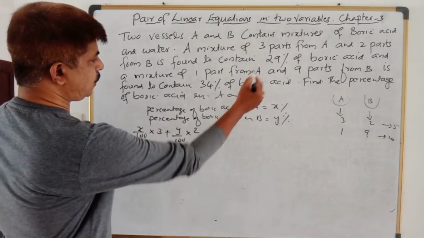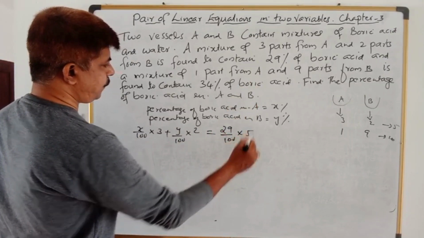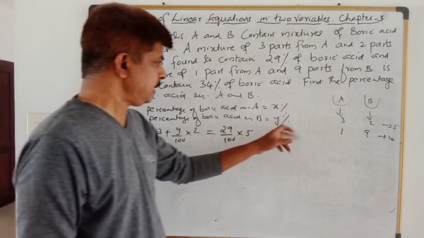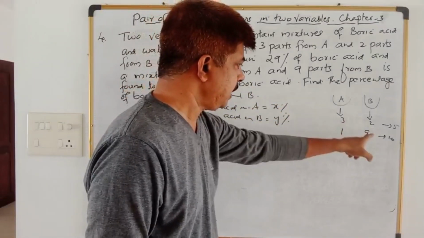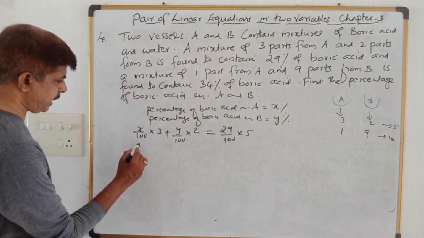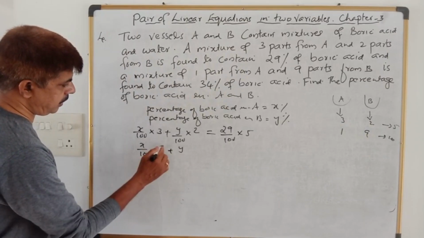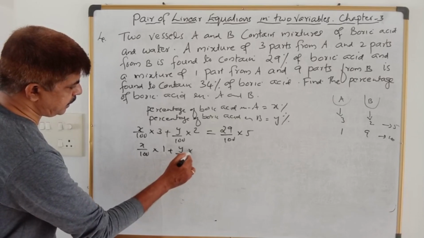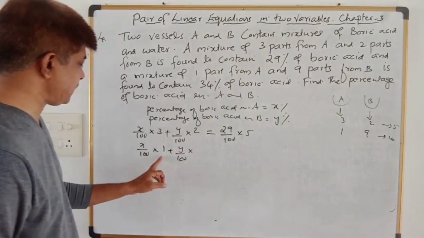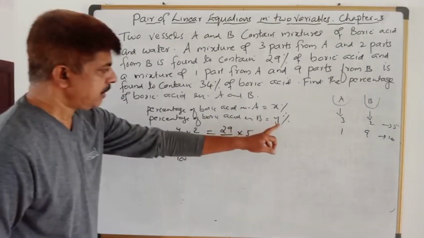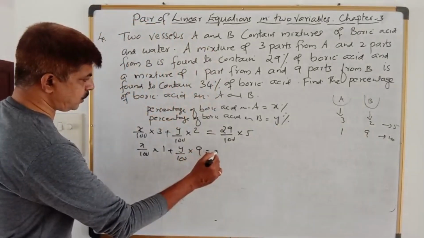From this we are getting altogether 29 percentage, 29 by 100 into 5. Similarly in the second situation, percentage of boric acid, 1 part from A, 9 parts from B. Again x by 100 into 1 plus y by 100 into 9. In vessel A we are taking x percentage, vessel A means 1 part only. Vessel B percentage is y, and in vessel B we have 9 parts. Altogether 10 parts.